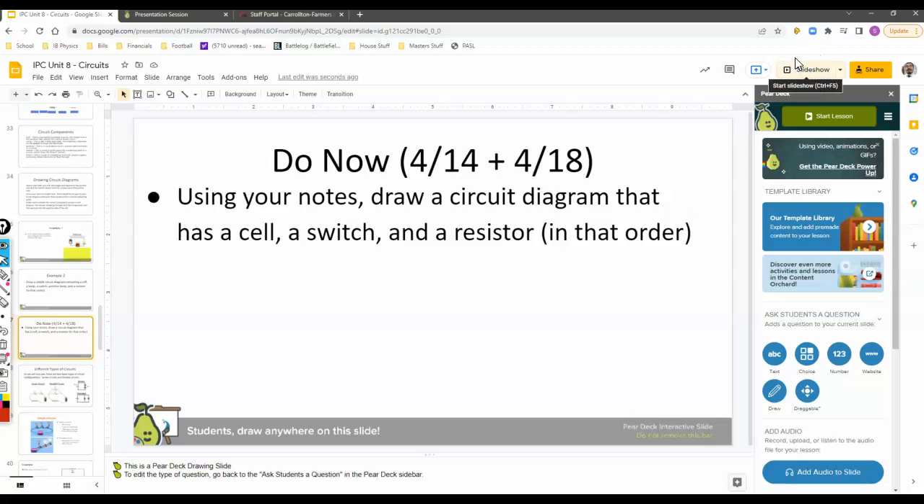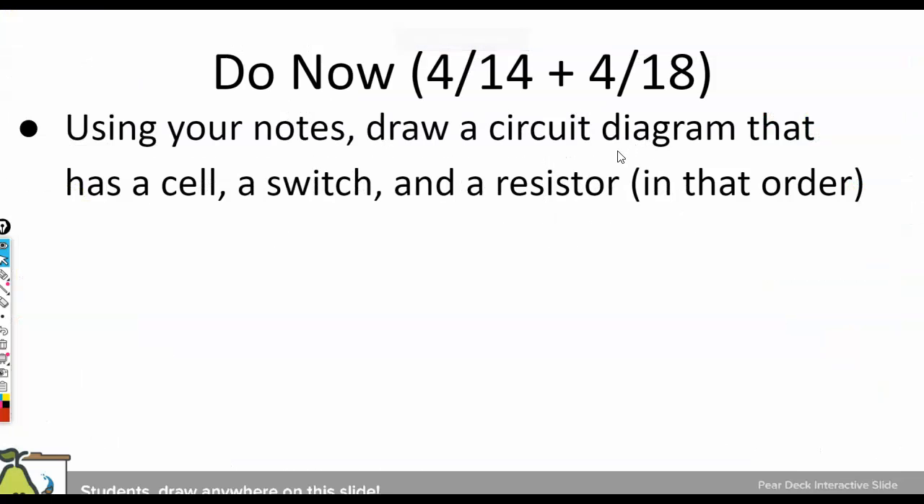Okay, so in this video, we're going to finish the notes for 8.2, which has to do with circuit diagrams and series and parallel circuits.